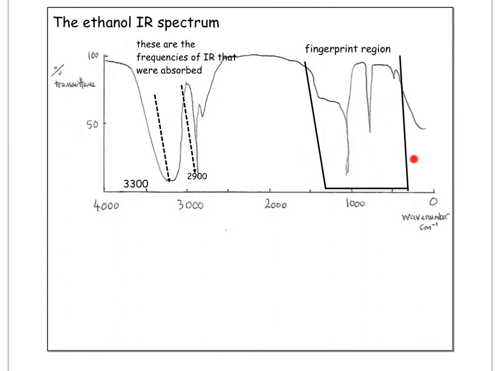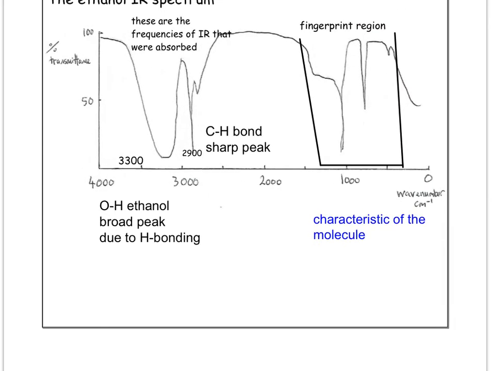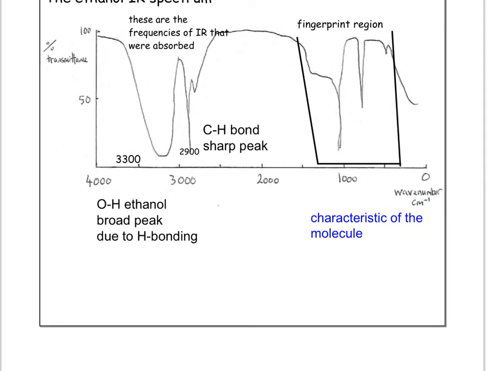There's also something called the fingerprint region, which is unique for each molecule. Each organic molecule has its own unique fingerprint region below 1,500 wave numbers. So why are these peaks here? Well, the OH in ethanol gives this broad peak. It's broad because of hydrogen bonding, and that's seen in other molecules as well. It's not just in ethanol, but propan-1-ol, for example, would have that broad peak due to the OH. This is a very sharp peak due to CH bonds.